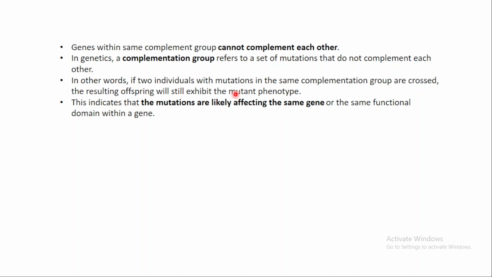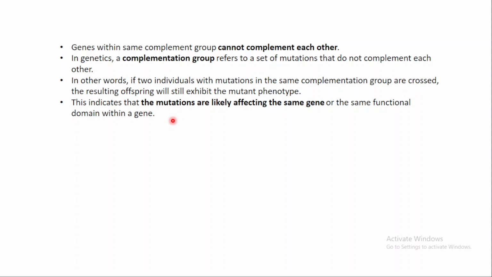So this is what we saw when we crossed VV with XX. They still produce the mutant vulvaless phenotype. That's why they are together in a complement group. This indicates that mutations are likely affecting the same gene or the same functional domain within a gene. So it might be mutations in the same gene or same functional domain. It might be acting in the same pathway, which leads to the creation of vulva altogether.